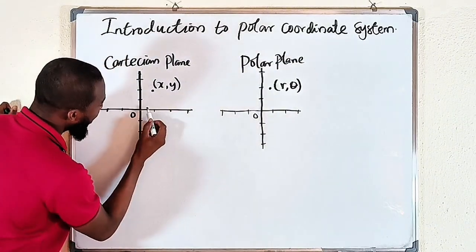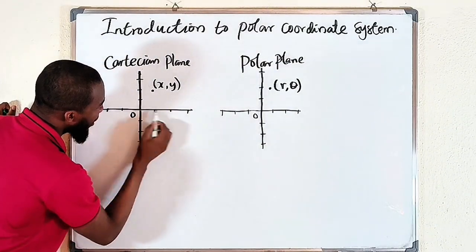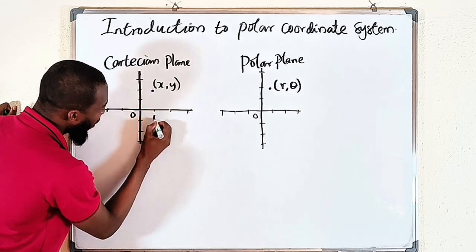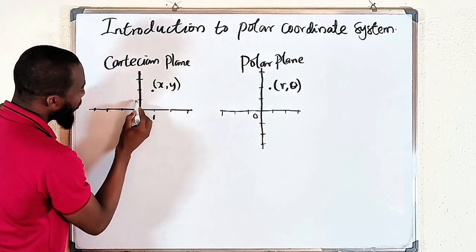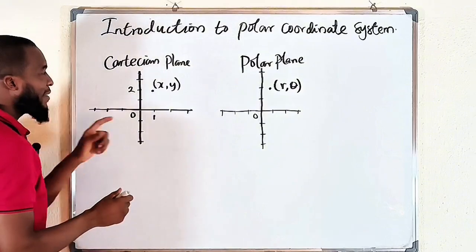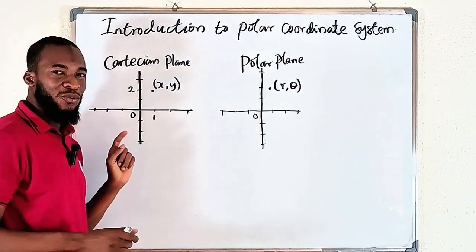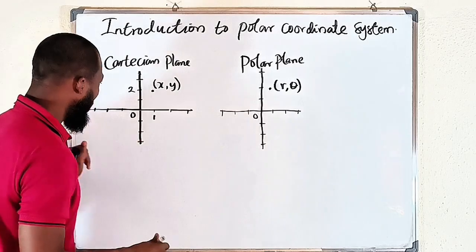For instance, if you look at this one, if you move to the x, or let me say the horizontal axis, you can see x here is 1. But here the point is (1, 2). So it implies that at this point we have (1, 2). Let me pick another point at random.